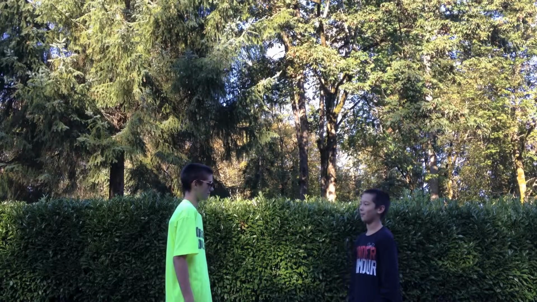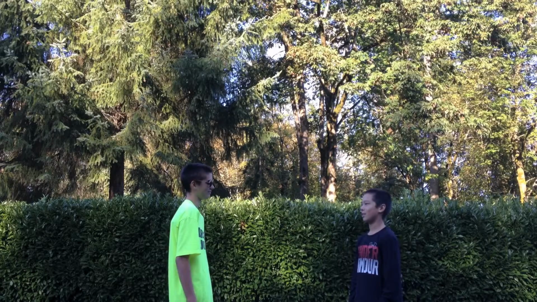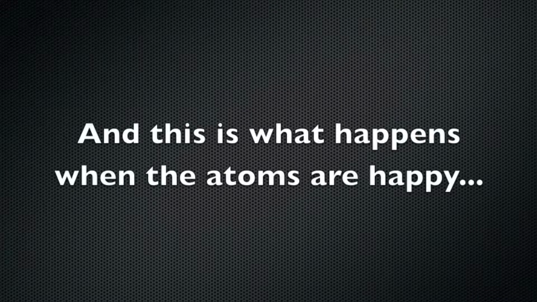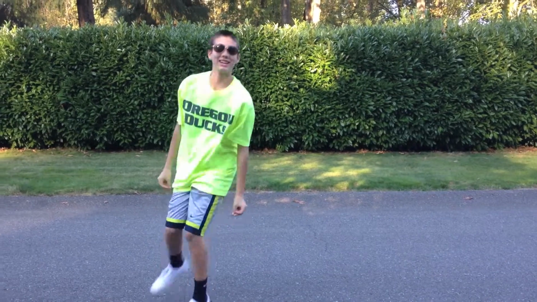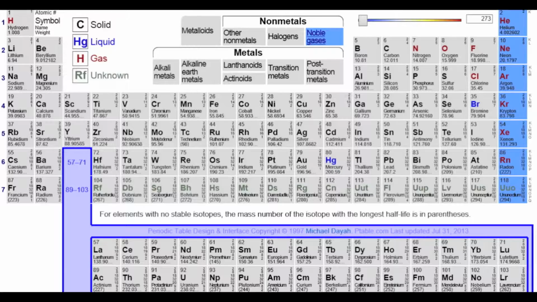He got the 1 valence electron because his electronegativity is greater. So, he got the 1, and then my inner shell becomes my outer shell. And this is what happens when the atoms are happy. I have 8 electrons. There is an odd group, though, and that's the noble gases.